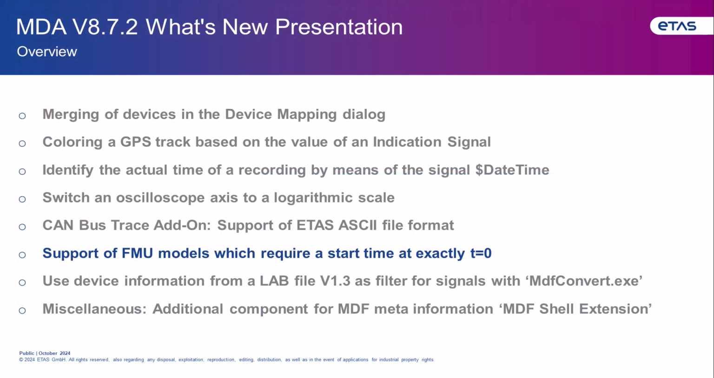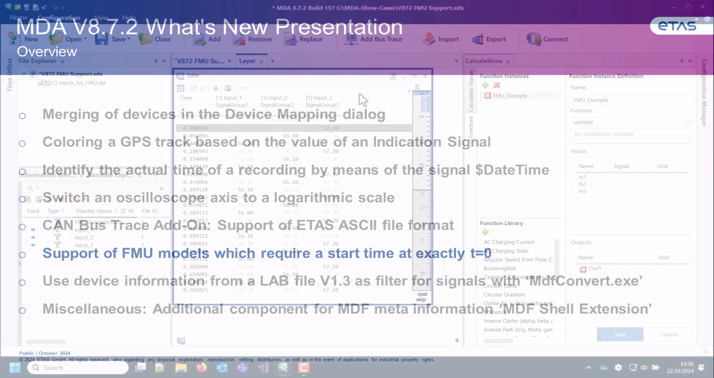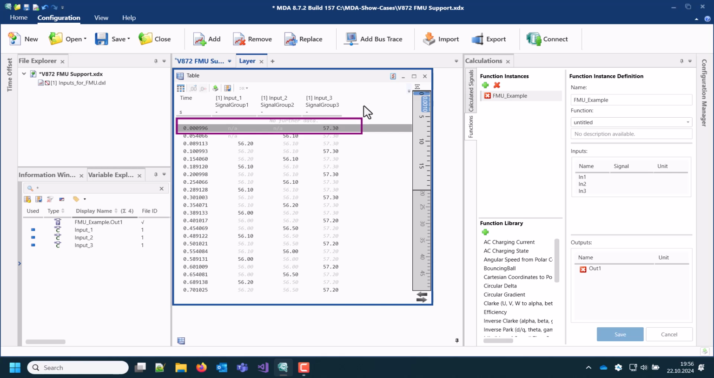The support of FMU models as basis for calculations was extended. Normally, in a real measurement file, no data is available at a timestamp of exactly 0. The first sample for a signal appears usually at a slightly later point in time. Moreover, in case of MDF files, the data for different signals can be recorded in different time rasters. The missing start value at exactly 0 can be a problem for some FMU models.